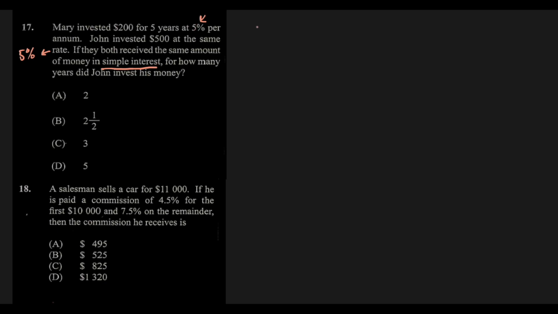So let's start off with Mary. With Mary, they said that she invested $200 for 5 years at 5% per annum. Per annum means per year. That's a fancy way to say per year, right?